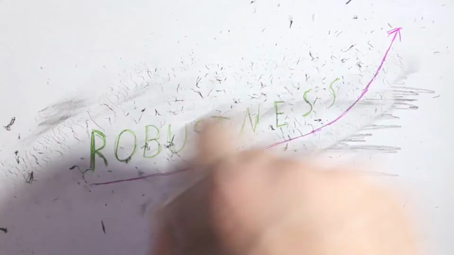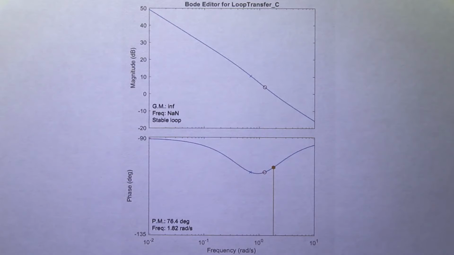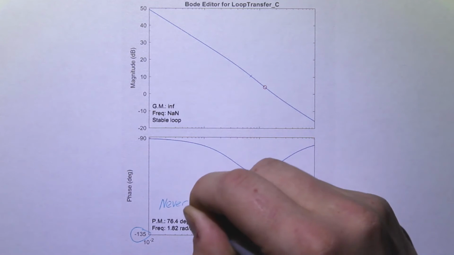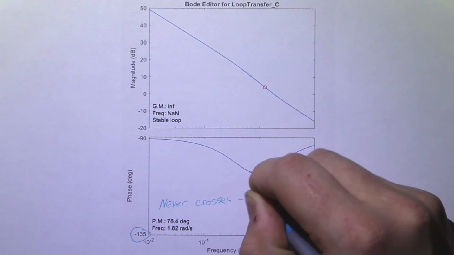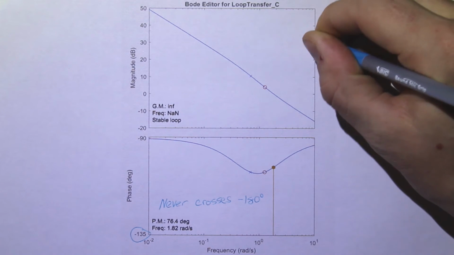But is our design robust? Let's explore. To calculate gain and phase margins by hand is simple. For gain margin, start at the frequency where the phase Bode plot meets 180 degrees. Follow this frequency up to the magnitude Bode plot and measure the distance to 0 dB magnitude. This is the gain margin.